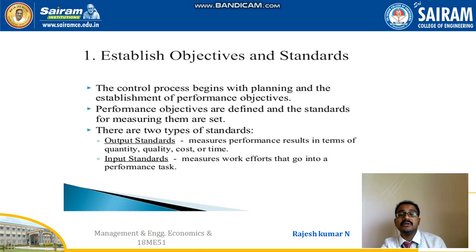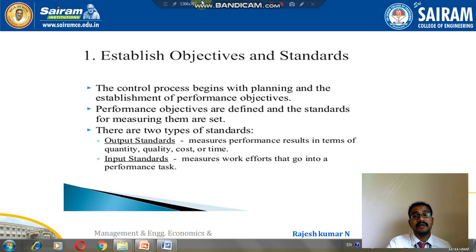The very first one, establish objectives and standards. The control process begins with planning and the establishment of performance objectives. Performance objectives are defined and the standards for measuring them are set. There are two types of standards. First one is the output standard, which includes the measured performance results in terms of quantity, quality, cost, and time. And second one is nothing but the input standard.